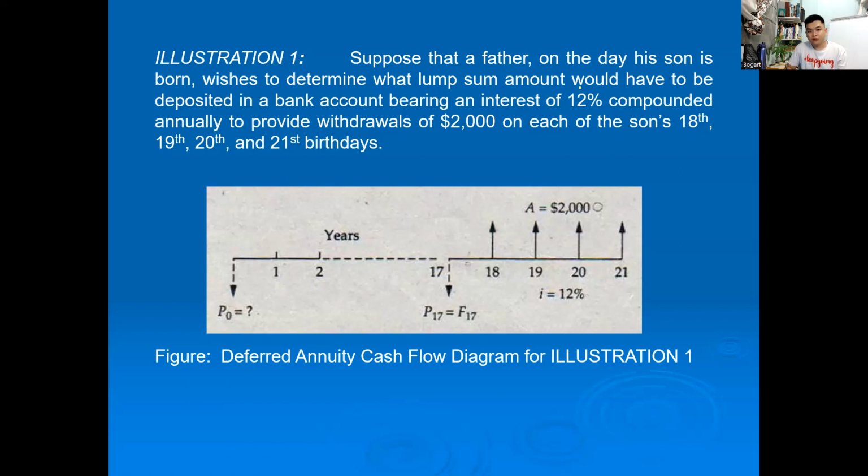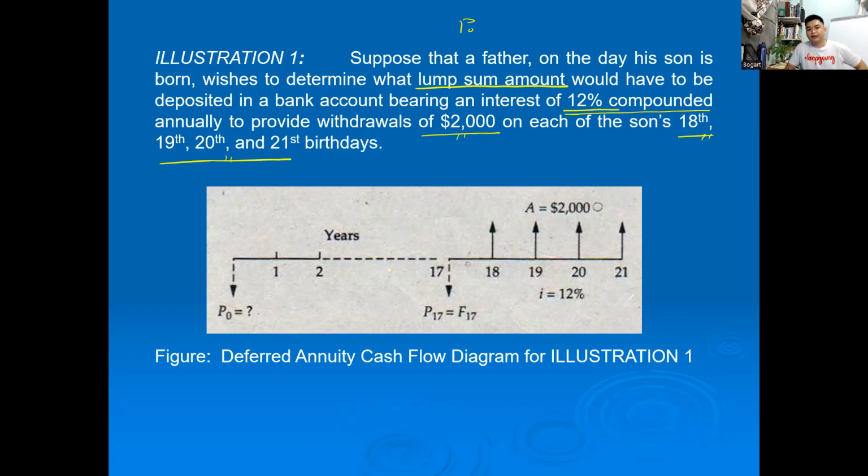So, eto, lump sum amount, deposit, dito muna tayo. Meaning, yun yung ilalagay niya agad. Okay? On the present day, P0. Okay? Would have to be deposited in a bank account bearing an interest of 12% compounded annually. Again, hindi nagbabago yung interest. Okay? Provided that meron siyang withdrawals of $2,000 on his 18th, meaning his early young adult years. Okay?